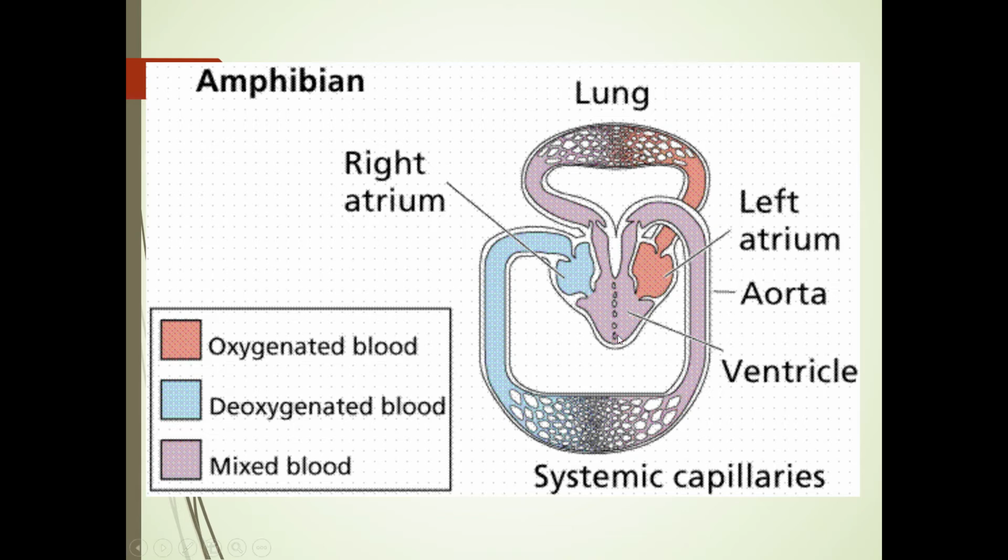So they don't divide the oxygenated blood and deoxygenated blood. Means here the blood is mixed with oxygenated blood and also deoxygenated blood. So amphibian they got two atrium and one ventricle.